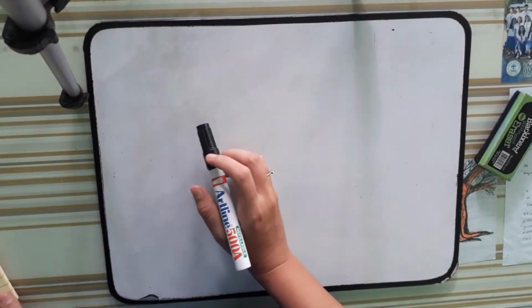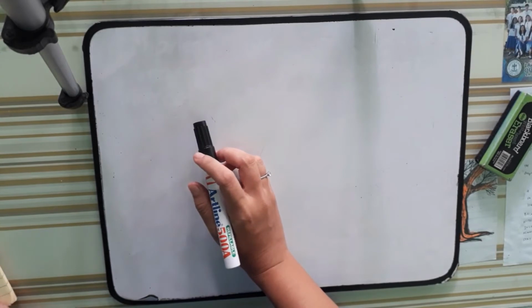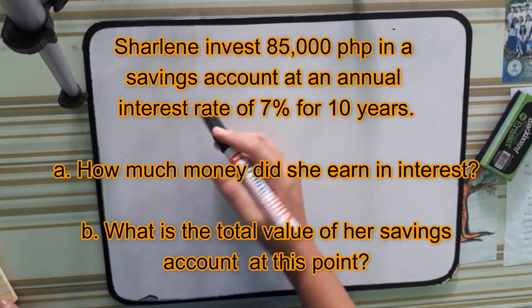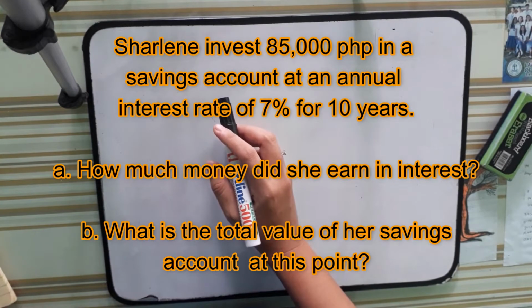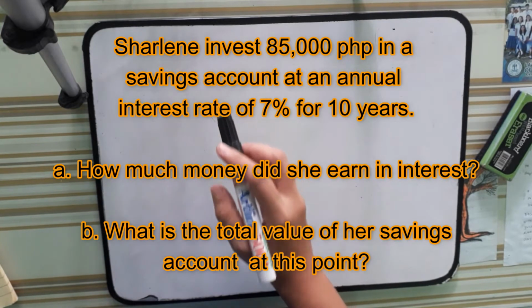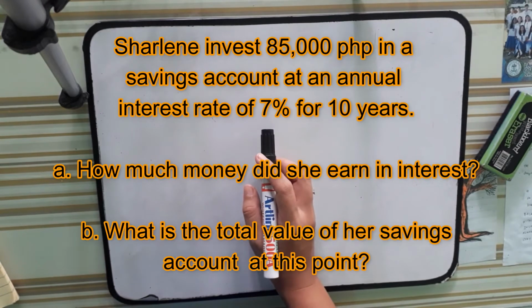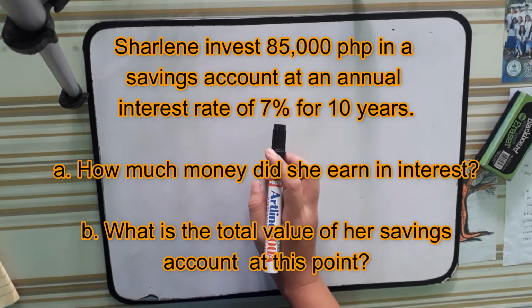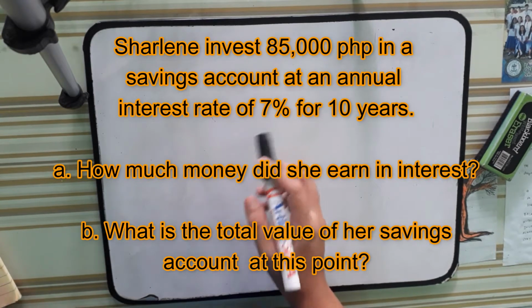For our second example, let's consider this problem. Charlene invests 85,000 in a savings account at an annual interest rate of 7% for 10 years. We need to find how much money she earned in interest. And the second one is, what is the total value of her savings account at this point?